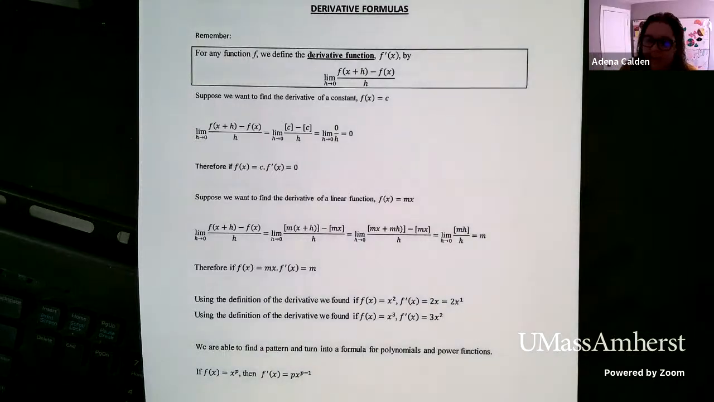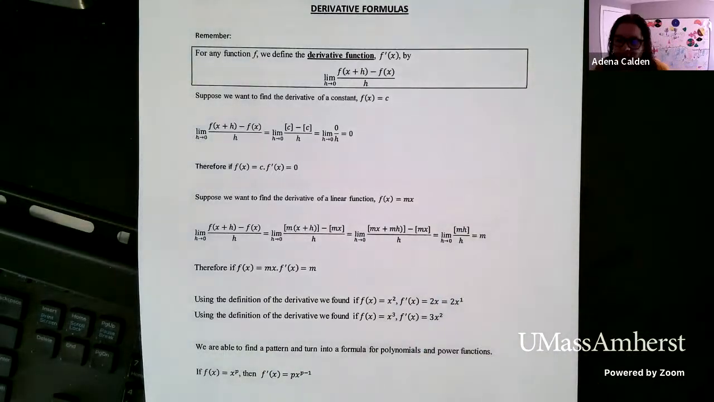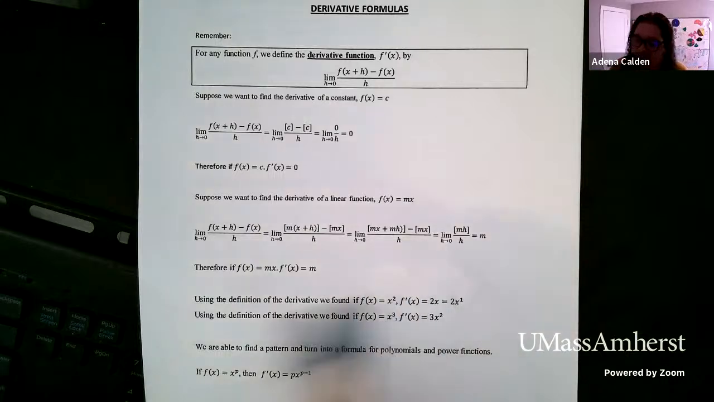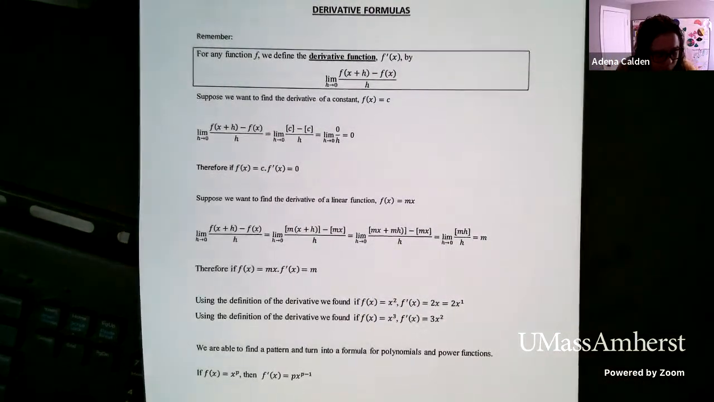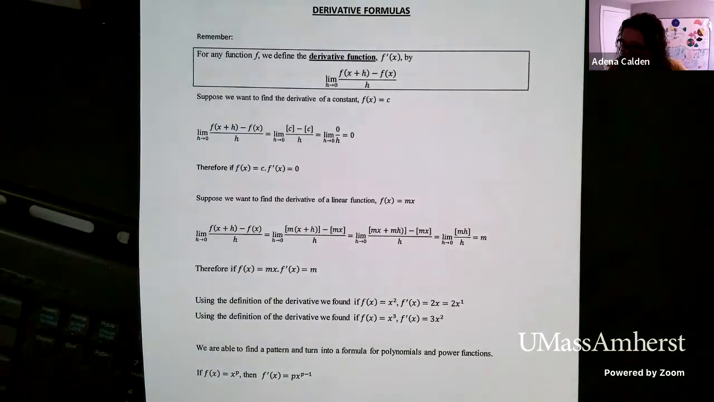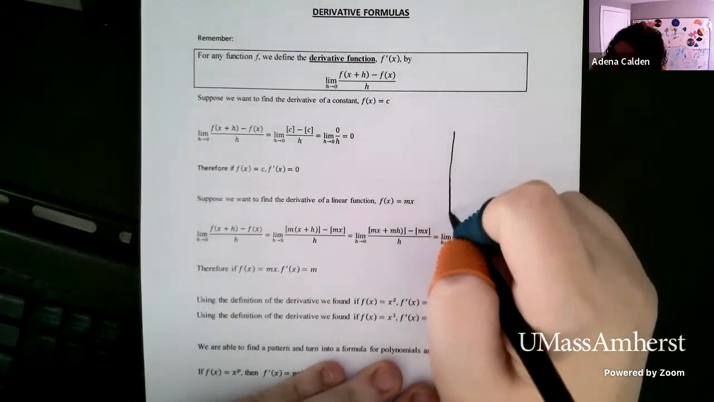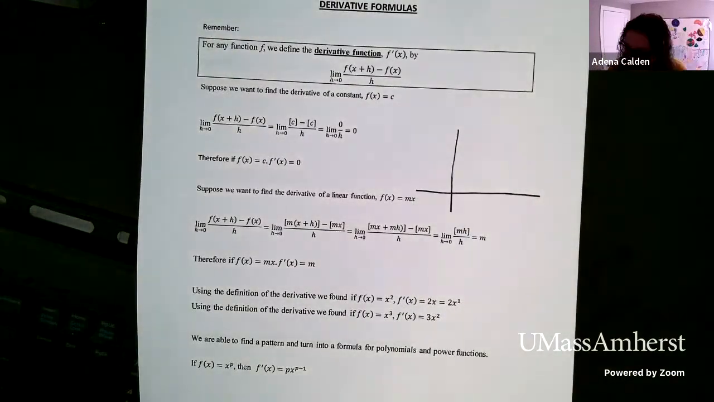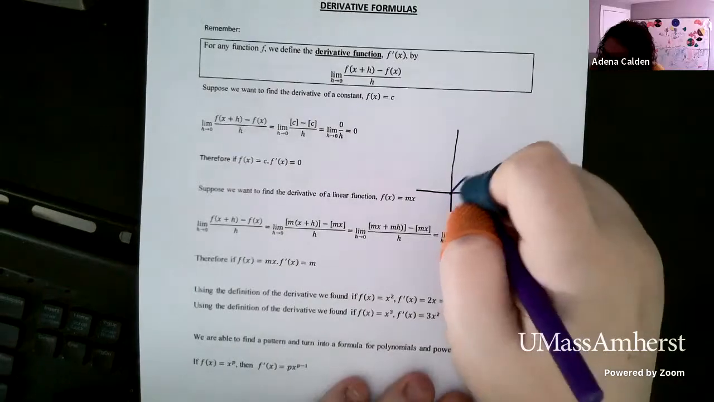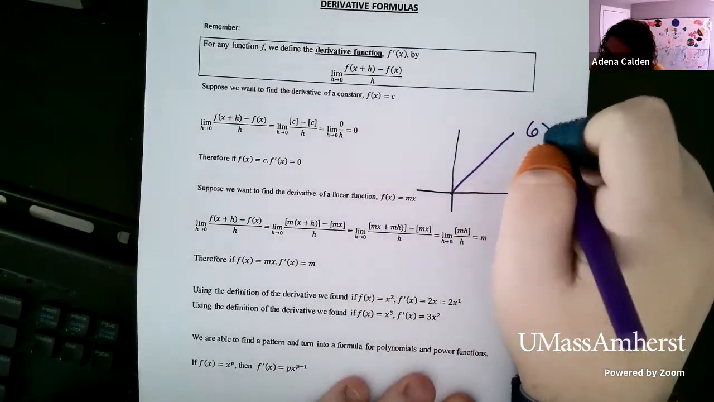The h's are going to cancel, and once we have the h out of the denominator, we can let h go to 0 because there's no h left, and we just get m. So what does that mean, right? So I'm going to draw a quick picture. So if we have a function that say, let's say this is 6x.